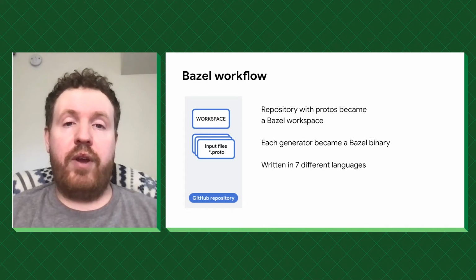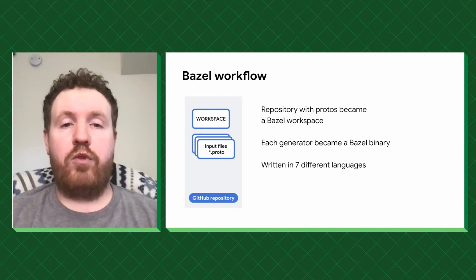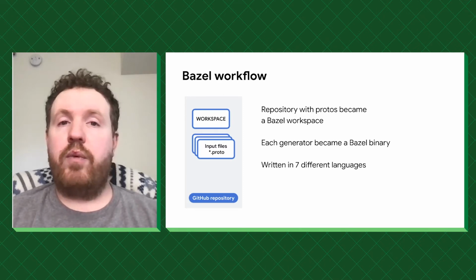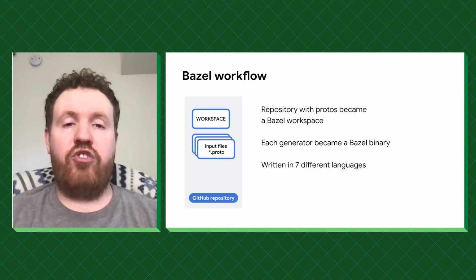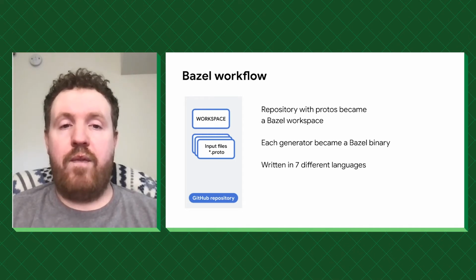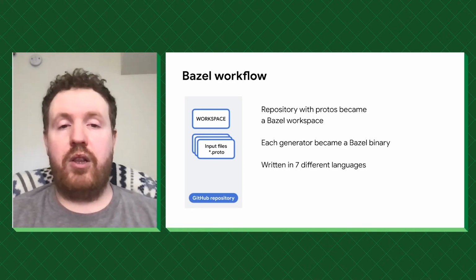As I mentioned earlier, we have all our input proto files published in a GitHub repository. So this repository became a Bazel workspace. The workspace file is the single place where we can control the generator versions that we use and all the common dependencies, such as the protobuf library. The client library generator for each language became a Bazel binary. We have generators written in 7 languages, so the full build of the workspace loads and runs the code written in all those 7 languages.